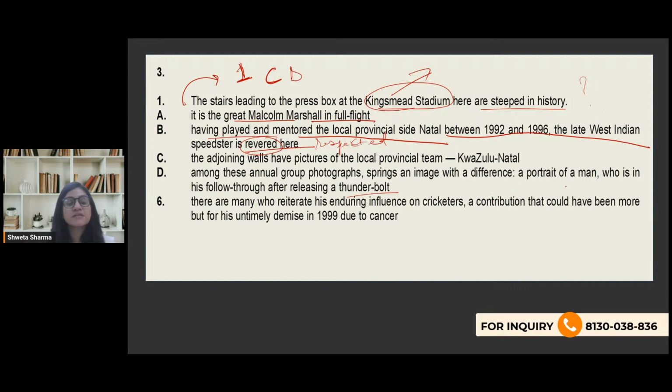Among these, there is a portrait of a man who is in his follow through after releasing a thunderbolt. Having played, it is great Malcolm. You need to tell who this guy is. It is great Malcolm Marshall in full flight. And then the adjoining walls have pictures of this. Having played and mentored the local provincial side Natal between 92 and 96, the late West Indian speedster is revered here. So it should be B. And then you have sentence number 6. 1, C, D, A, B, and then 6.